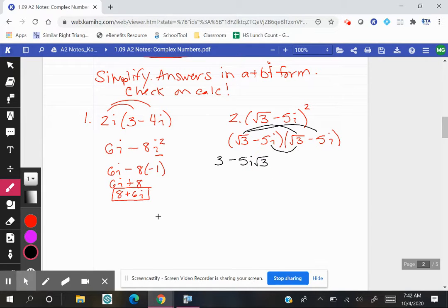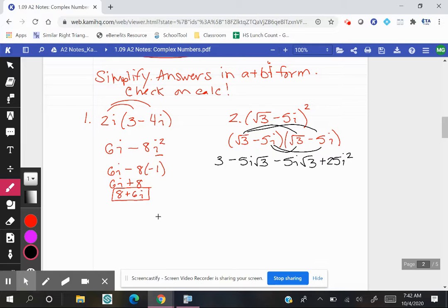Negative 5i rad 3. Middle terms, same thing, negative 5i rad 3. And then our last terms, and this is the one where students often lose points because they're not careful with their signs and their i's. So negative times a negative is a positive. 5 times 5 is 25. And don't forget, i times i is i squared. And a lot of people forget to square that i, so make sure you do that.